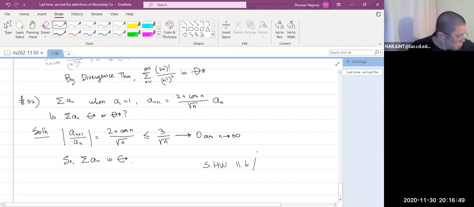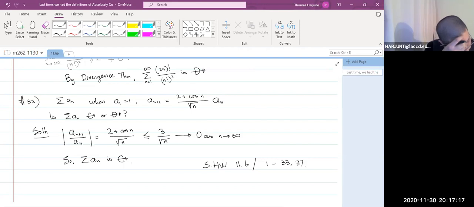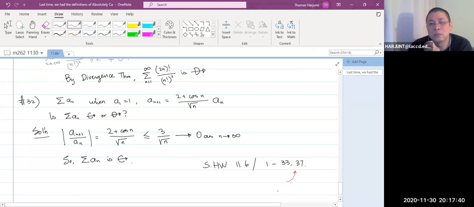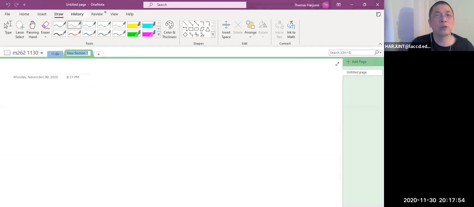Suggested homework for this, 11.6b. Number 1 to number, I think up to number 33 is good, and think about number 37. But don't worry about number 37 too much, because we will actually answer that later in 11.9, I think. But we can do that too, though. The hint is use ratio test. Number 37.